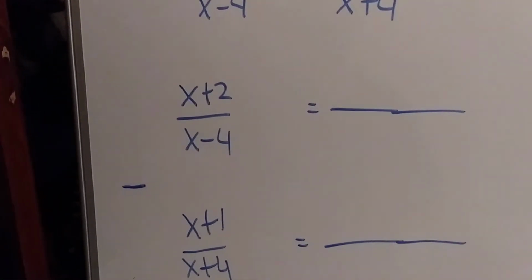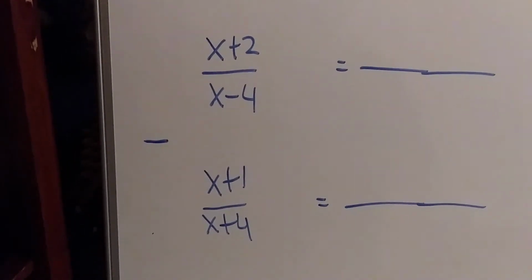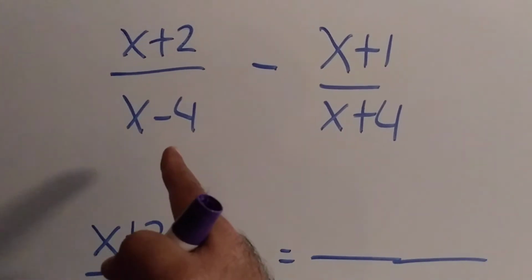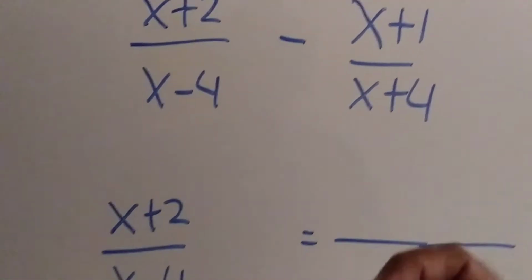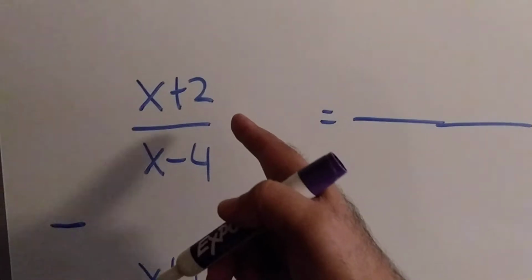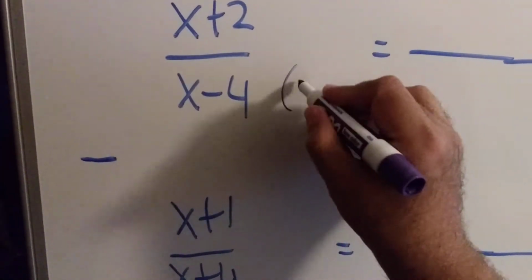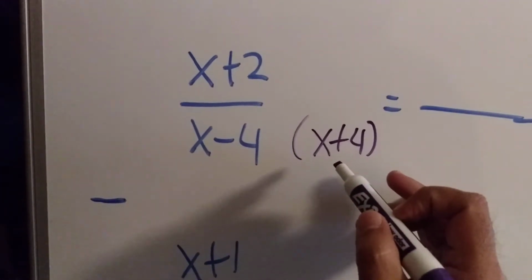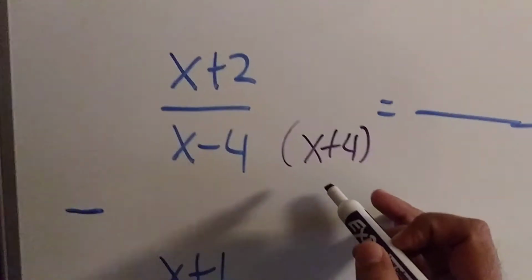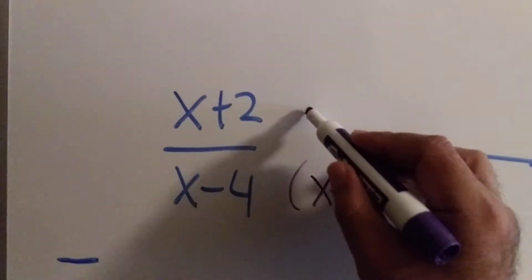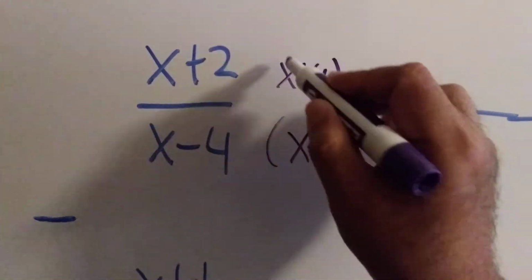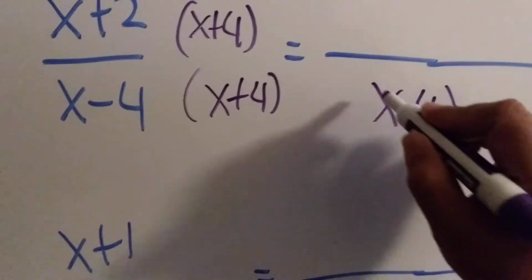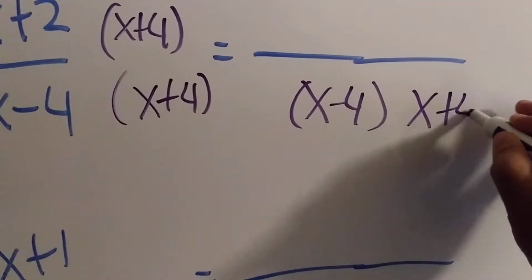So just like in addition of fractions and subtraction of fractions, we also have to have a common denominator. So here we have to locate the common denominator between x minus 4 and x plus 4. To make it easier, this first fraction is missing an x plus 4. So we're going to multiply the denominator of the first fraction by x plus 4, thus we have to multiply the numerator by x plus 4, and our common denominator will be x minus 4 times x plus 4.